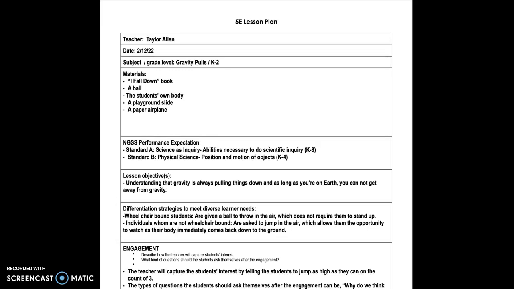Hello, I did my 5E lesson plan on gravity pulls. The materials for this include the I Fall Down book, one ball, a playground slide, a paper airplane, and the student's own body weight. The grade level that we are trying to reach here is kindergarten through second grade.